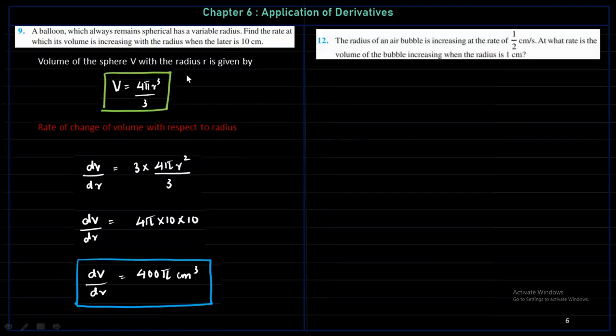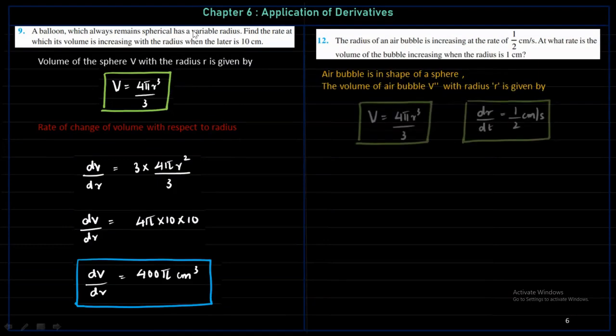The radius of the air bubble is increasing at the rate of half centimeter per second. At what rate is the volume of the bubble increasing when the radius is 1 centimeter? Again, we are talking about volume. So you start by taking the formula for volume. Volume of the sphere is given by 4 pi r cube divided by 3, or 4 over 3 pi r cube. What is given to you? How fast the radius is changing. It is half centimeter per second, or 0.5 centimeter per second.